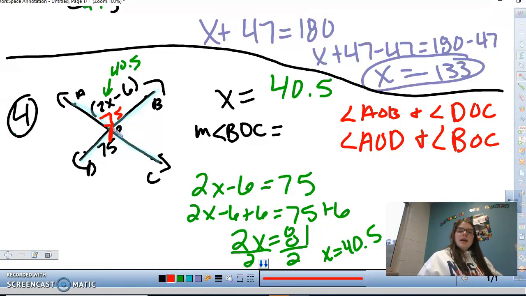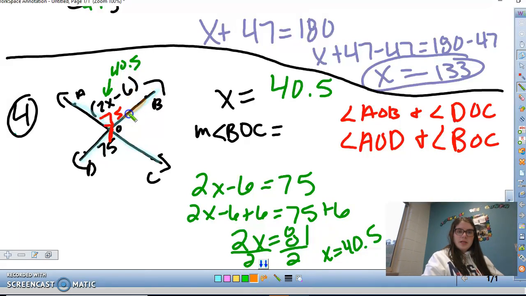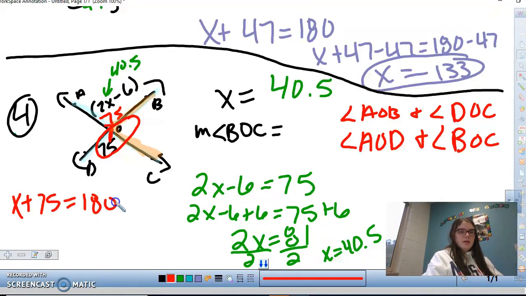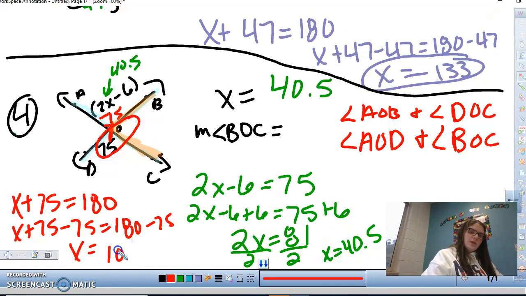Okay, and then after that, I need to find what this angle is. Let me go back to my highlighter. Let's do orange. Now I need to find what this angle is right here, angle BOC. To do that, these right here are supplementary. So I have x plus 75 equals 180. Solving for that, I'm going to subtract 75 from both sides. We have x equals 105.